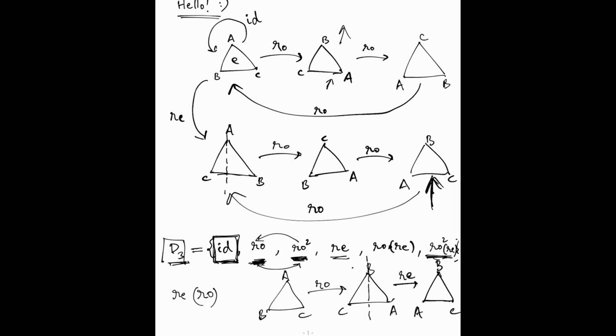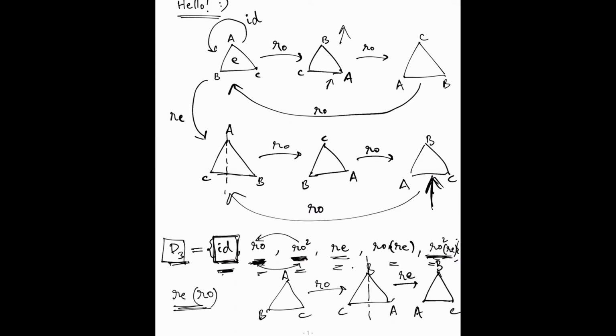What D3 is, is this set of 6 functions with a special property that they can be multiplied with each other or composed with each other. And there's an identity function in this group. And corresponding to every function, there is an inverse function that when you compose them with each other, I get back to the identity.